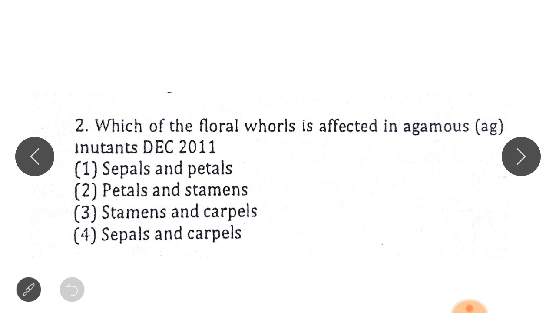Which of the floral whorls is affected in an AGAMOUS mutant? Now AGAMOUS is class C. Class C comes in two types of whorls, B plus C and only C. So stamen and carpel both will be affected. A is responsible for sepal, so it will not be affected. A plus B is responsible for petal, so it is not affected. But B plus C, so C comes, so stamen is affected, and only C, which is responsible for carpel, is also affected. The stamen and carpel both will be affected.